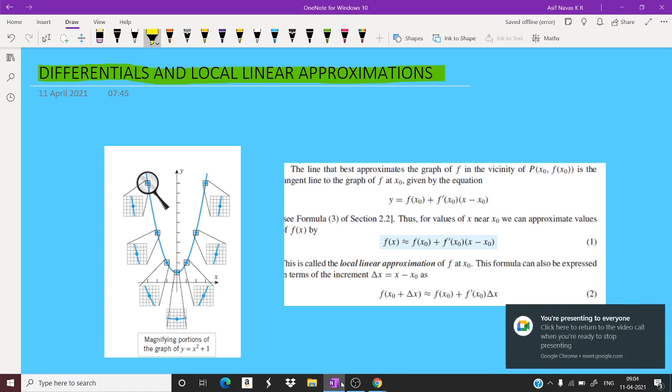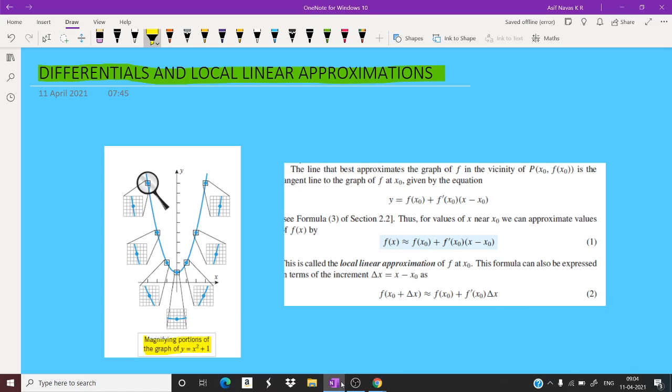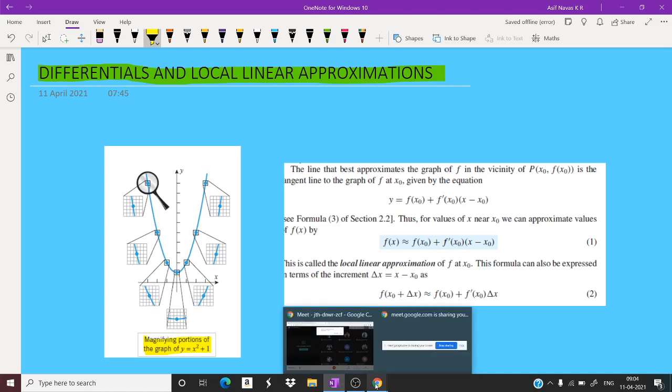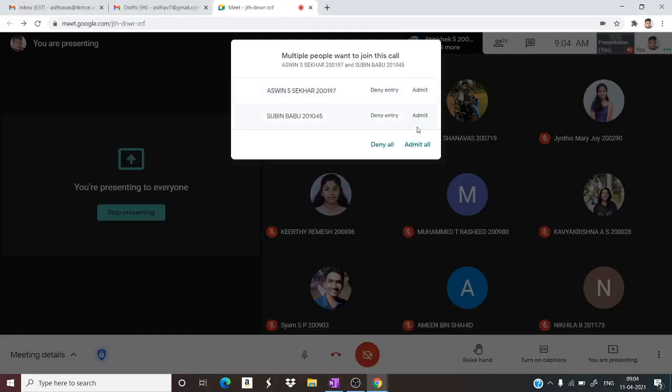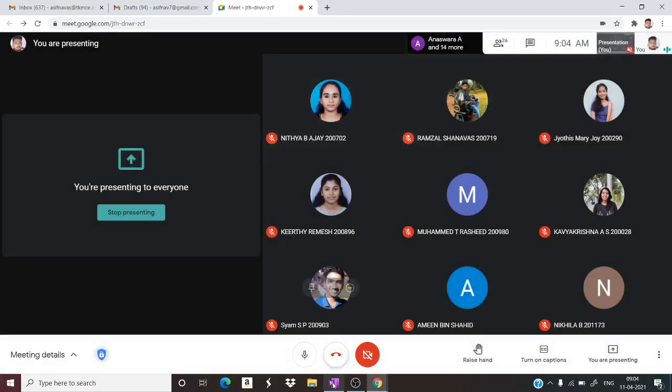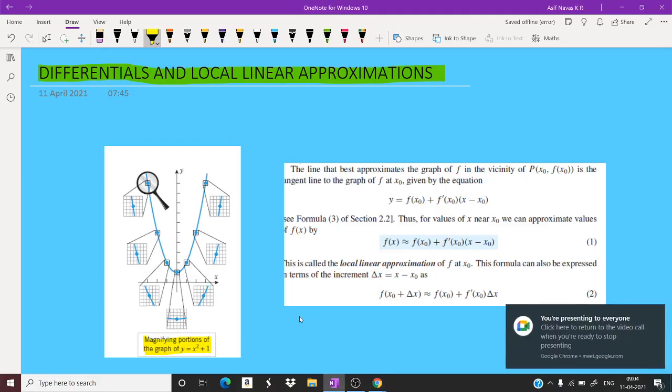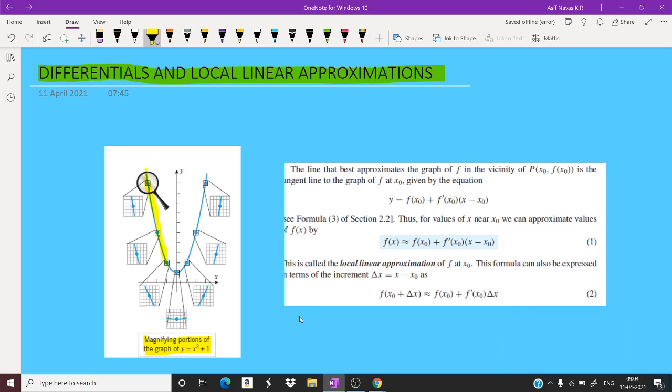Let us consider an example. y equal to x square plus 1 is a function, right? Okay, so this is the graph of that function. It's in one variable. We will discuss first in one variable. So this is the graph of y equal to x square plus 1.